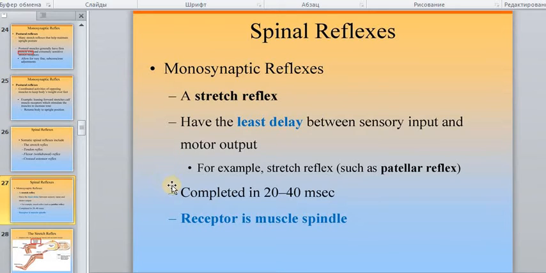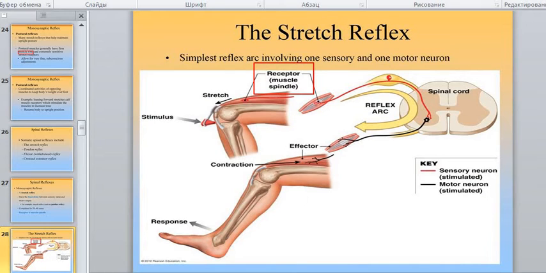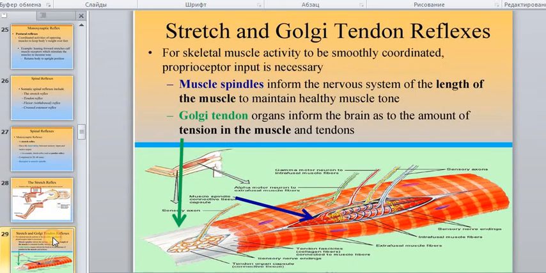The spinal stretch reflex has the least delay between sensory input and motor output. For example, a stretch reflex such as the patellar reflex is completed in 20-40 milliseconds, and the receptor is the muscle spindle. Let's look at a special case of the stretch reflex, the knee or patellar reflex. I think you know it. There is a special place where we mention it, when studying muscle. You can watch the practice about muscle.